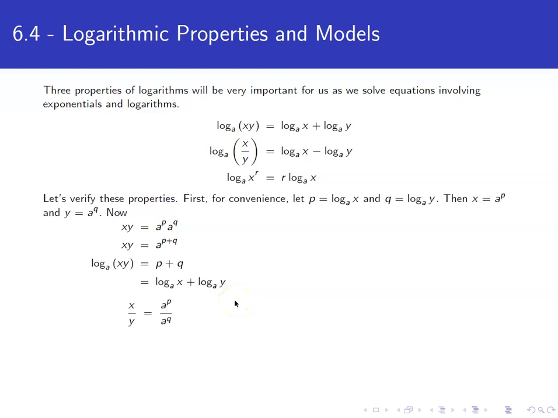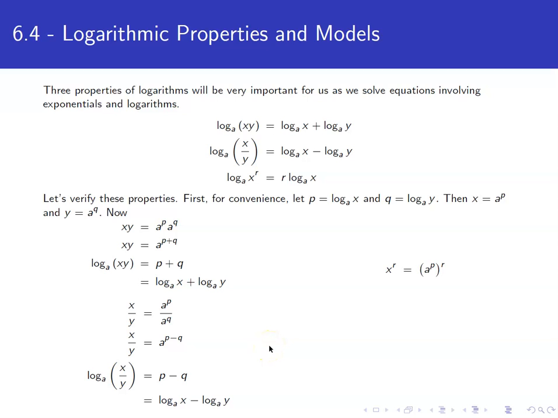Verifying the second property is very similar. Let's first start with the quotient of x and y. That will be the same thing as a to the p over a to the q. When we divide, we subtract the exponents, so we get x over y is equal to a to the p minus q. Rewrite in equivalent logarithmic form, we get log base a of x over y equals p minus q. And we said p was log base a of x and q is log base a of y. So that verifies our second property.